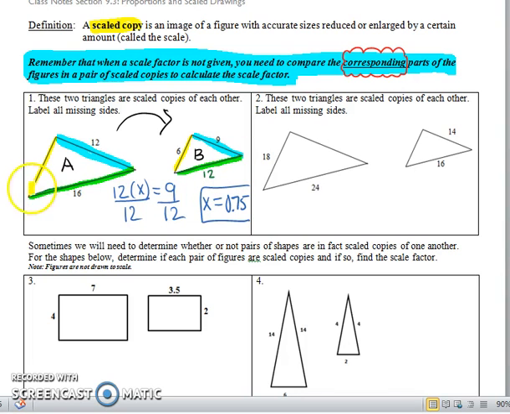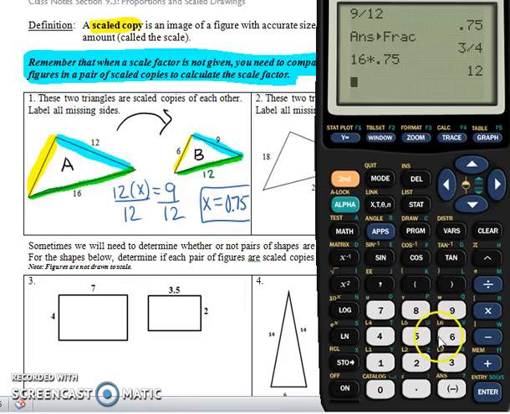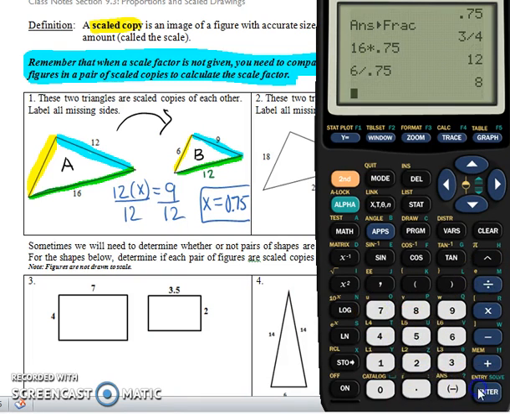And the last side that I need to figure out is this yellow side on triangle A. So I need to think, well, what number times 0.75 will give me 6? So I have to think backwards now, and I have to think, okay, well, what is 6 divided by 0.75?